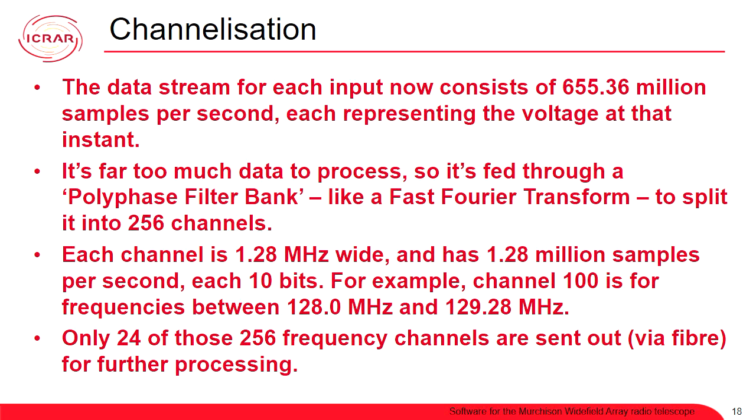We choose 24 of those frequency channels. We can choose them in a bunch. If we want to look at everything between 100 megahertz and 130 megahertz, then we can choose 24 of those channels that are together. Otherwise, we can scatter them across the whole bandwidth. So we're sensitive to signals between about 80 megahertz and 300 megahertz because of the design of the antenna. So we can take 24 different channels that are spread across that whole bandwidth if we want gaps.